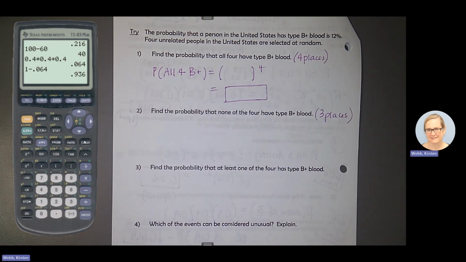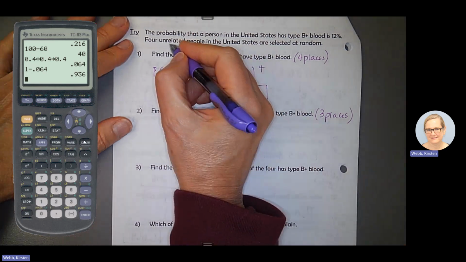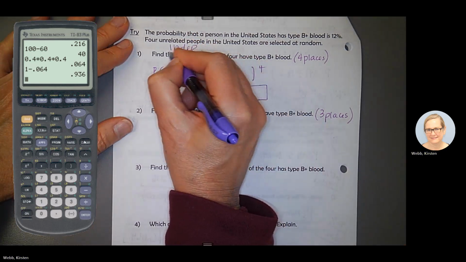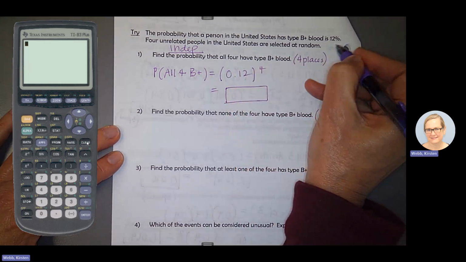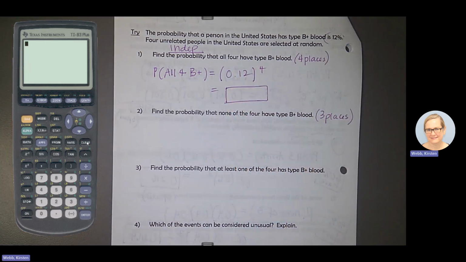Are you already writing less and less on each one? Maybe a little bit of labeling, saying what we're finding. Maybe a little bit to show what you're multiplying. And then our answer. So we've got 4 unrelated people this time. Randomly selected, independent. What number should we multiply by itself 4 times? 0.12? Yeah. Based on that 12%. The chance that each person selected is B positive is going to be 0.12.